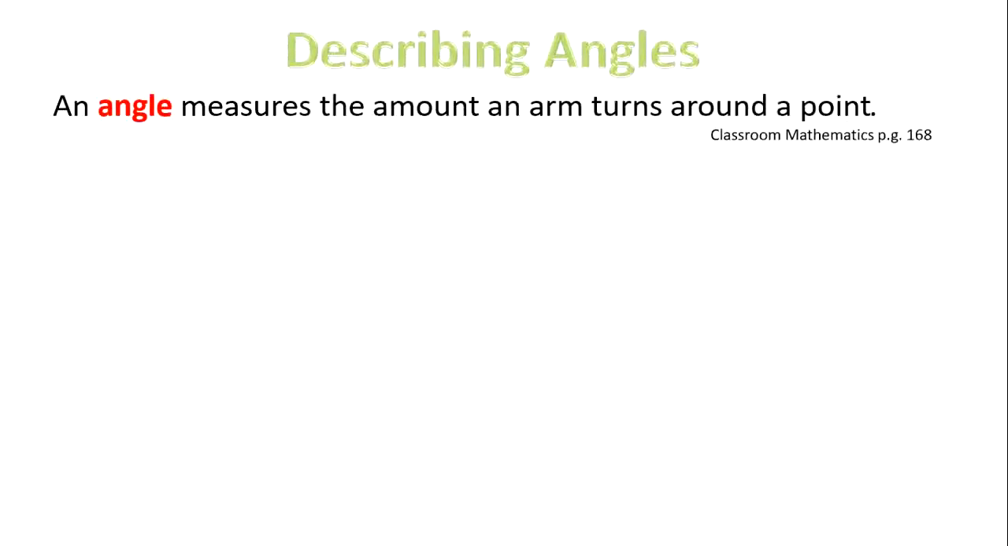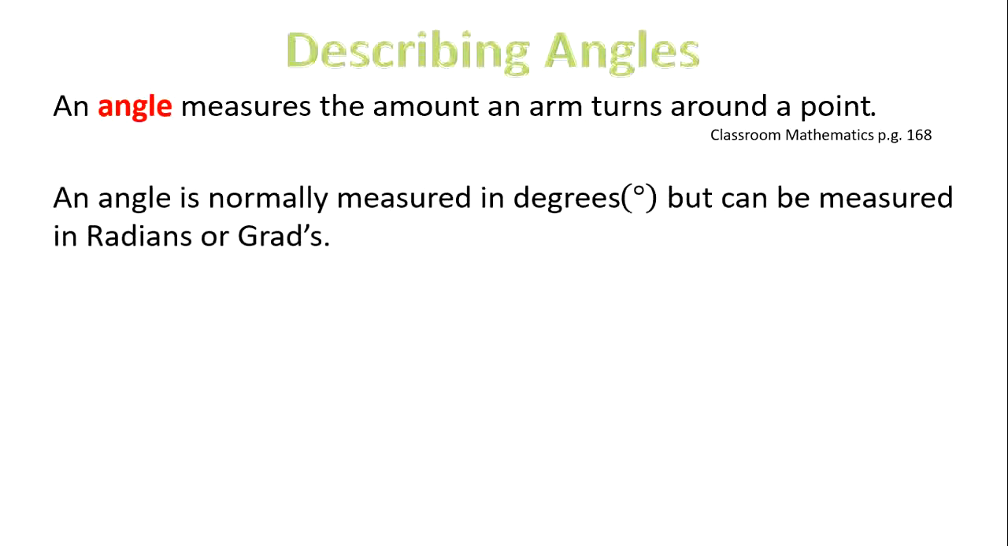An angle measures the amount an arm turns around a point. That's a definition given by Classroom Mathematics on page 168. The other important thing is an angle is normally measured in degrees, but it can also be measured in radians and grads or gradians, as it sometimes is called. Today we're going to be working in degrees. So let's have a look at naming or describing our angles.